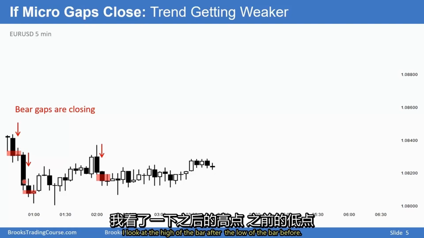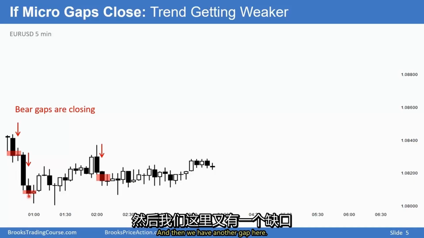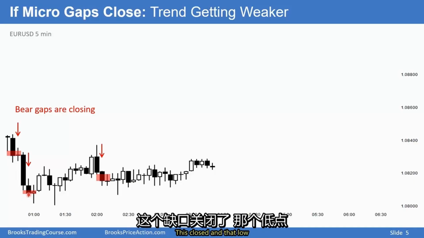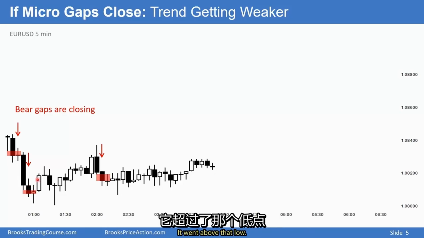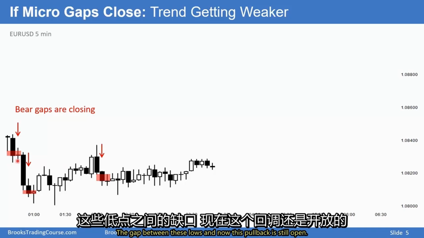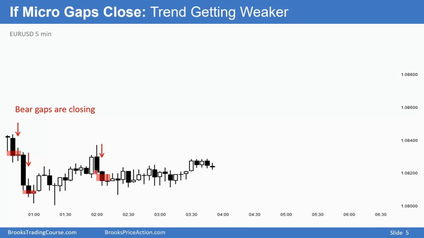Another big bear bar. I look at the high of the bar after, the low of the bar before, the gap is open. And then we have another gap here, this close and that low, but this gap closed on this bar. It went above that low. The gap between these lows and now this pullback is still open, good for the bears, and they got a second leg down, but we reversed up, and ultimately this gap closed.